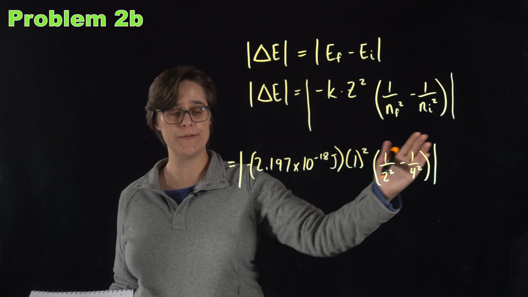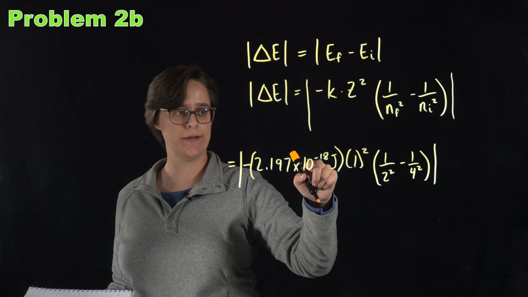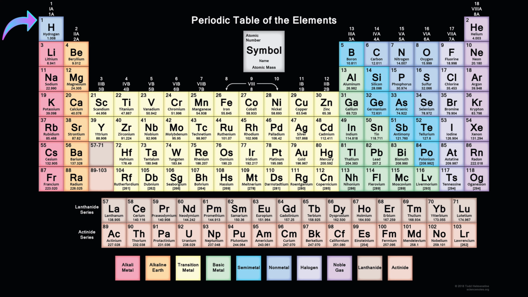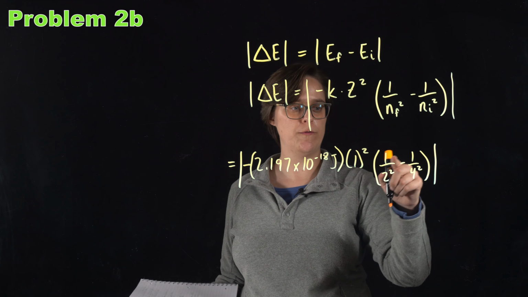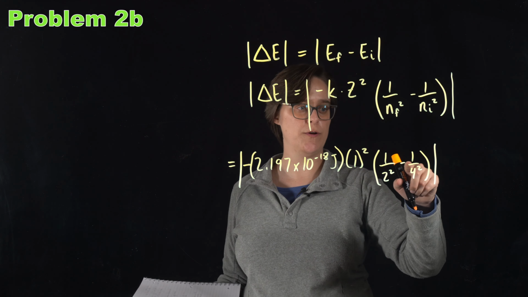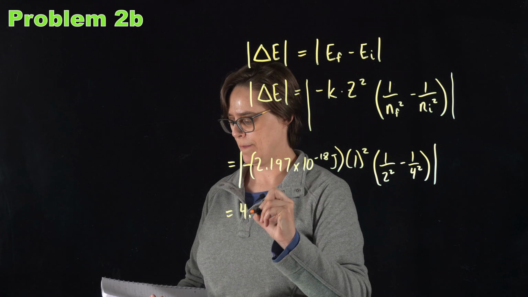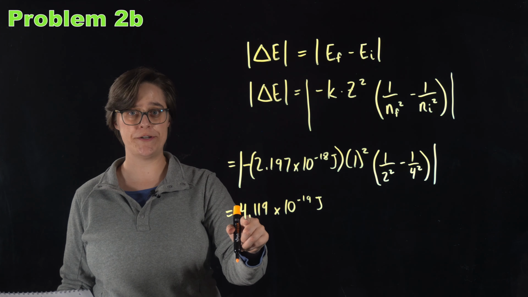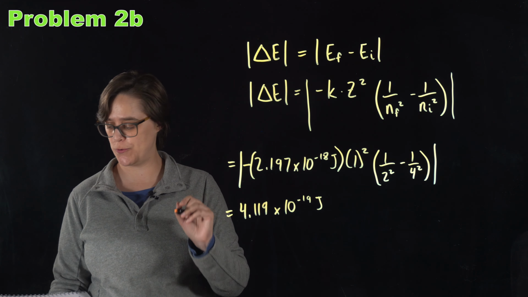So we have absolute value of negative Rydberg's constant times our atomic number for hydrogen, 1, squared, times in parentheses 1 over our final orbital squared, 2 squared, minus 1 over our initial orbital squared, 4 squared. And this is equal to a change in energy of 4.119 times 10 to the minus 19th joules.